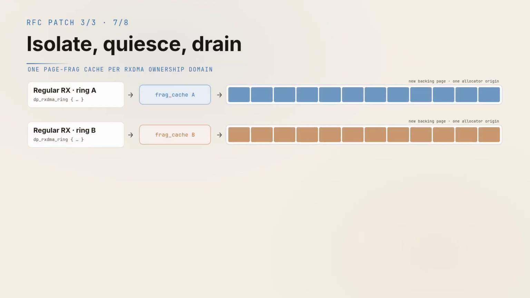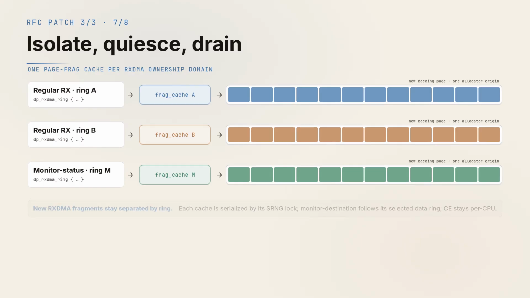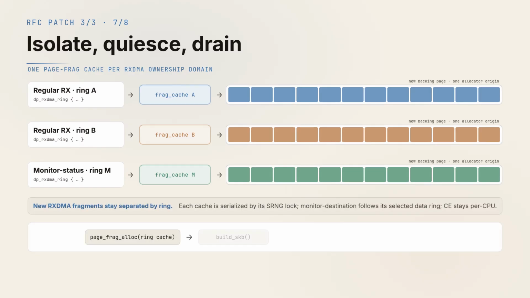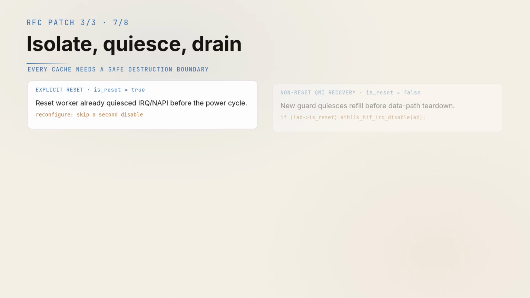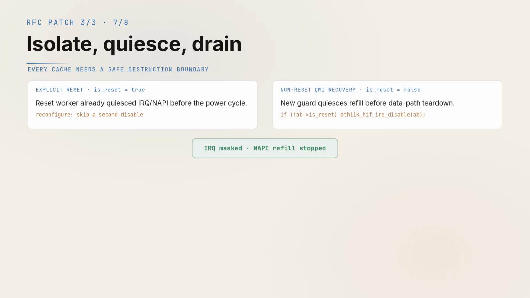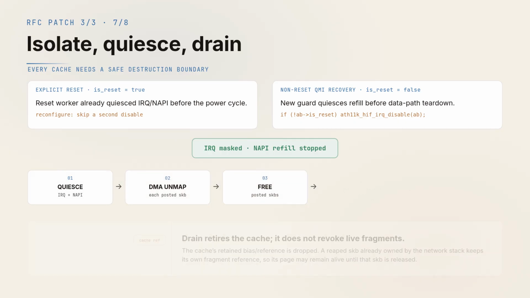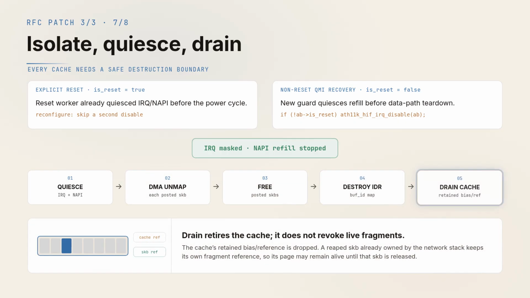Patch 3 gives each RxDM ring its own page frag cache. New fragments cannot share pages across rings or with unrelated network users. Before non-reset recovery tiers a ring down, ath11k now quiesces interrupt and NAPI refill. It then unmaps DMA, frees ring buffers, destroys the ID map, and finally drains that ring's cache. Reset recovery was already quiesced.